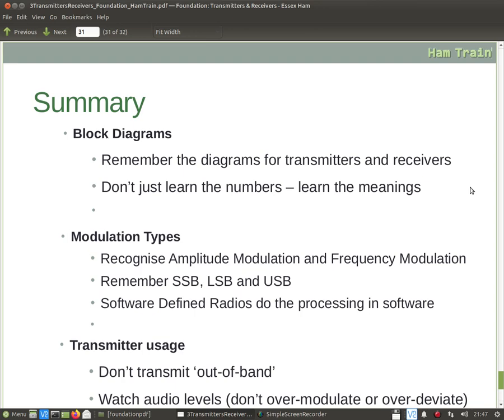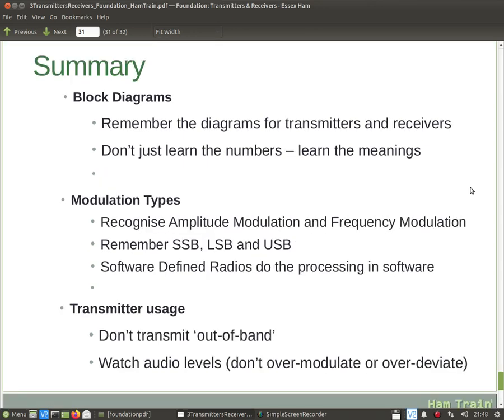Then we've discussed transmitter usage. We don't want to transmit out of band, and particularly with digital modulation, we want to watch our audio levels. We don't want to over-modulate or over-deviate.